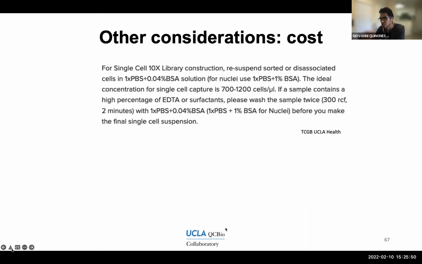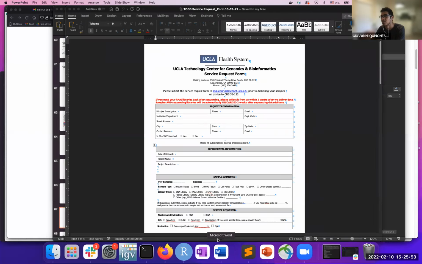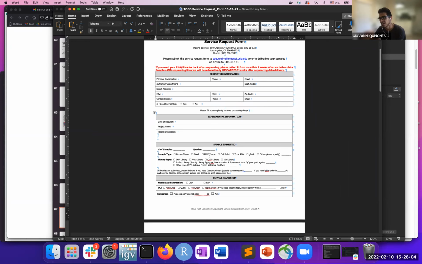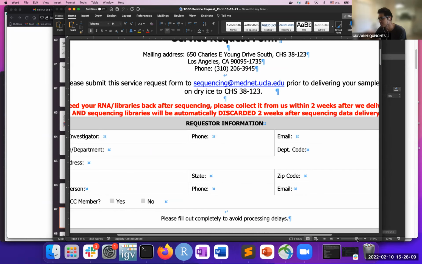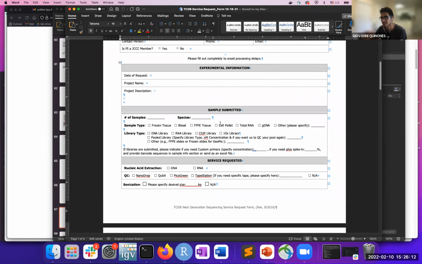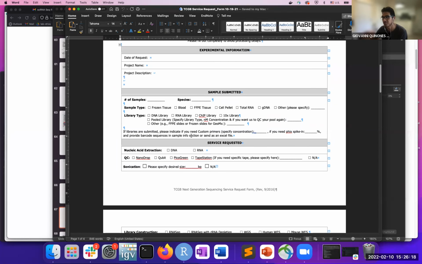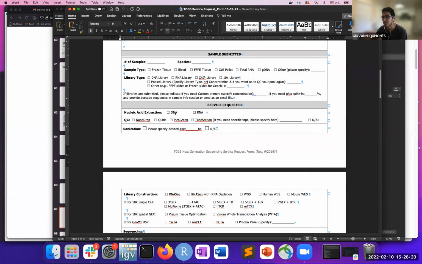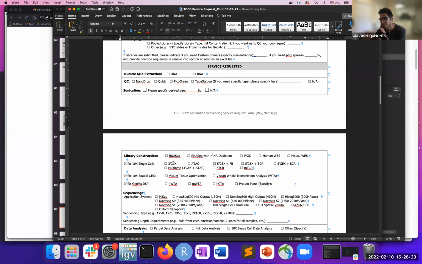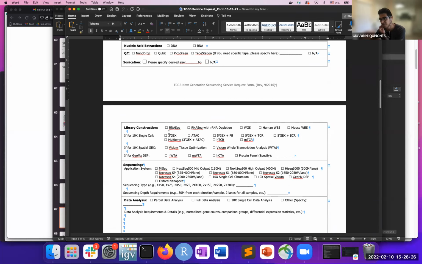I think here I also wanted to show, I actually downloaded one of the forms. TCGB stands for Technology Center for Genomics and Bioinformatics Service. And this is the type of form that you fill in where you specify what type of library you want. Let's zoom in. Oops, too much. Fill out some information: the type of library that you want them to prepare for you, whether you want to get RNA or DNA, the type of technology for the library preparation, and the type of sequencer that you want to use.